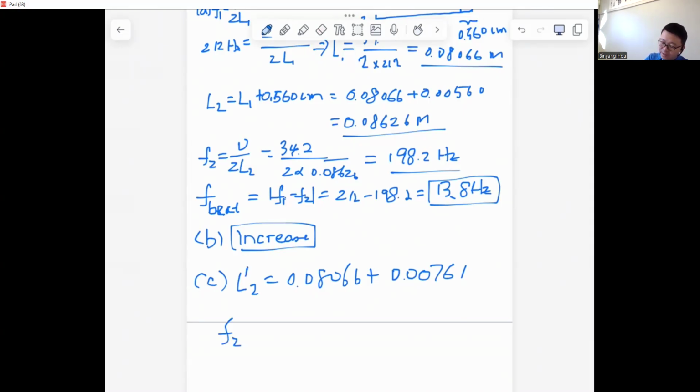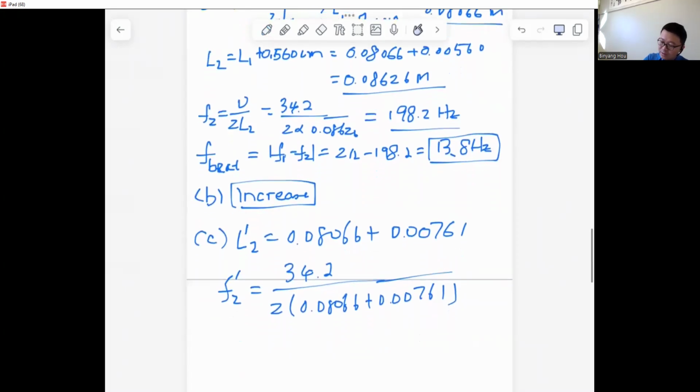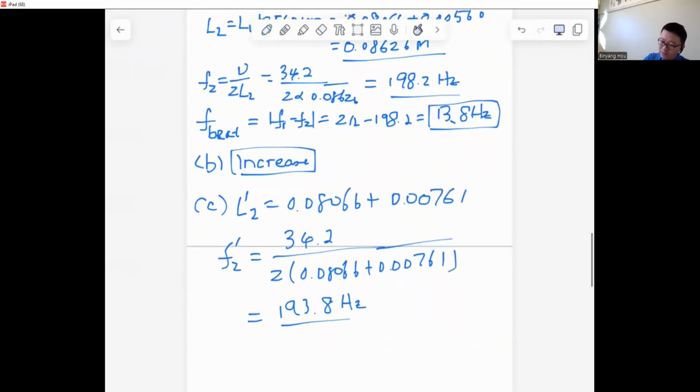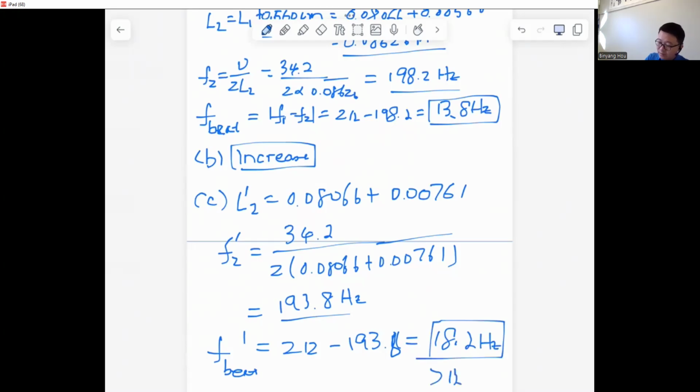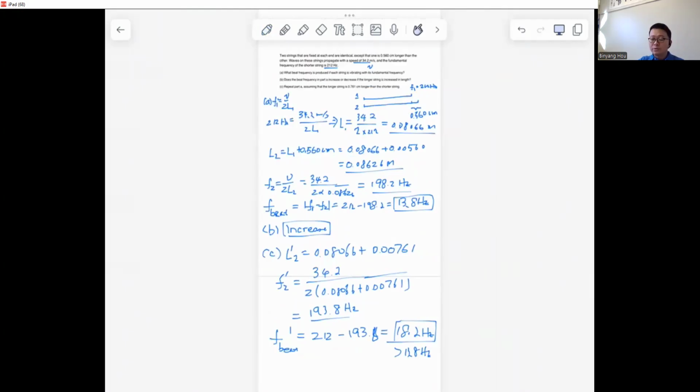Let's call it F2 prime because it's different from A now. It should be the speed divided by 2 times our L2, so 2 times (0.08066 plus 0.00761), and that gives us the new F2 prime, which is 193.8 Hertz. And then the new beat frequency we can calculate. F beat prime should be 212 minus this new F2, so that gives us 18.2 Hertz. And this is indeed greater than the 13.8 that we got earlier. All right, that's the full solution for this one.